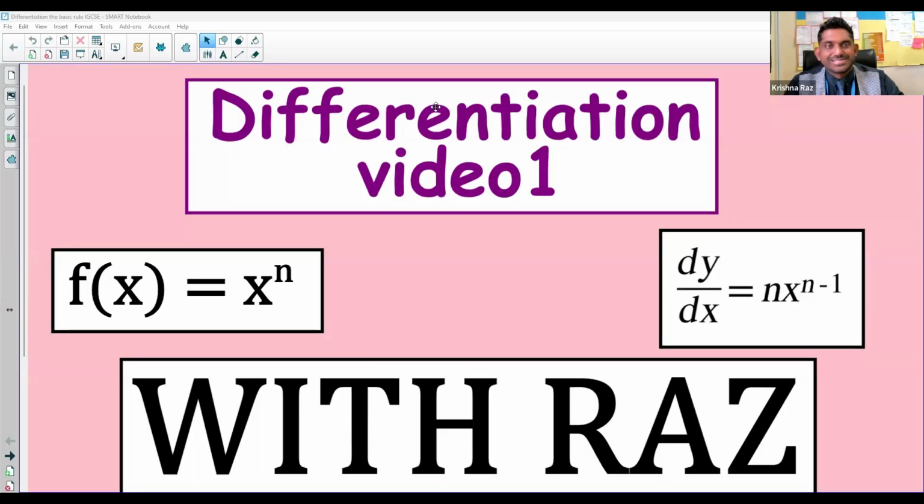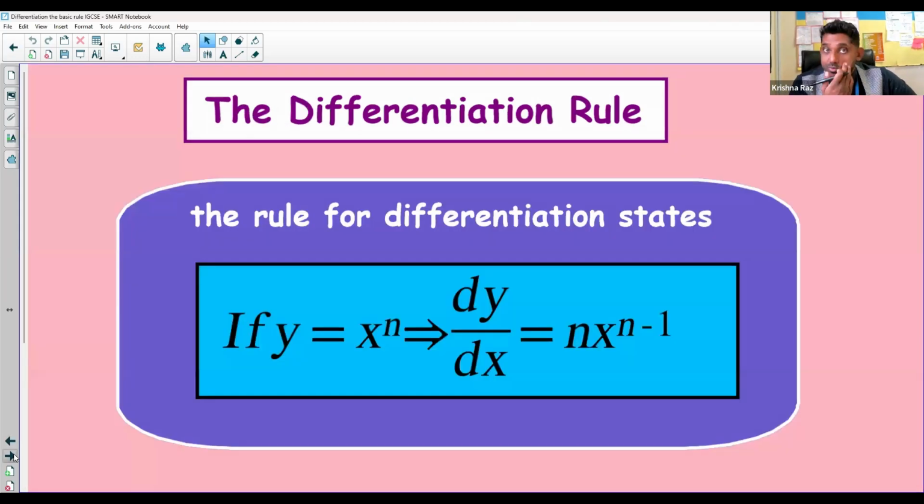Hi guys, my name's Raz, and today we'll be looking at differentiation. This will be for those doing IGCSE. Differentiation enables us to find the gradient function of anything, yeah?